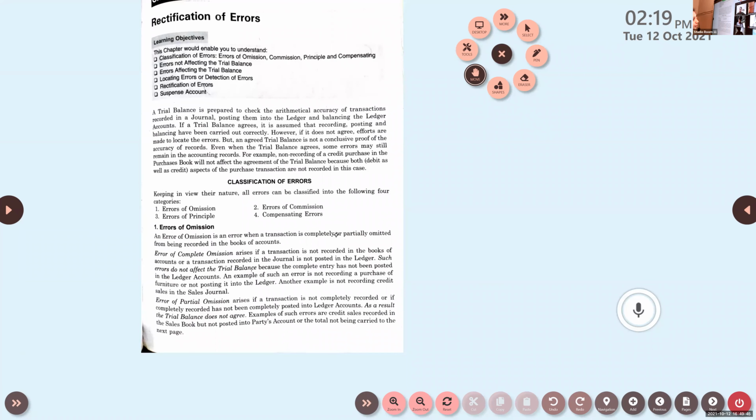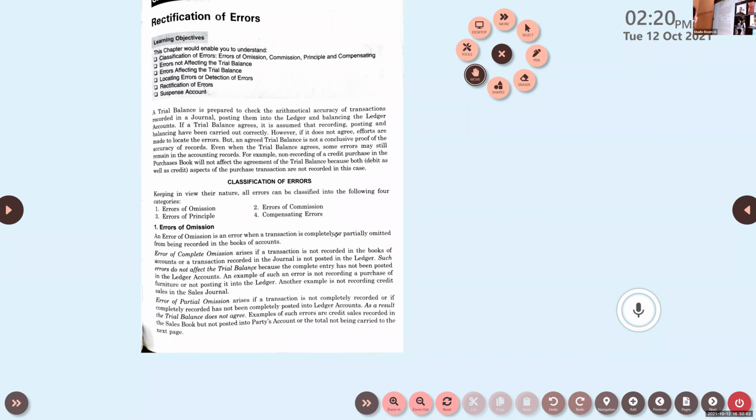Again, the error of complete omission is also easy; you can know from the word itself. It arises if a transaction is not recorded in the books of accounts or a transaction recorded in the journal is not posted in the ledger. Either it is not recorded in the journal or it is there in the journal, but you forgot to post it in the ledger. Anyway, it is omitted either from the journal or from the ledger. Such errors do not affect the trial balance, because the complete entry has not been posted in the ledger accounts. So that is easy. It is forgotten, it is not recorded, so it is not going to affect the trial balance.